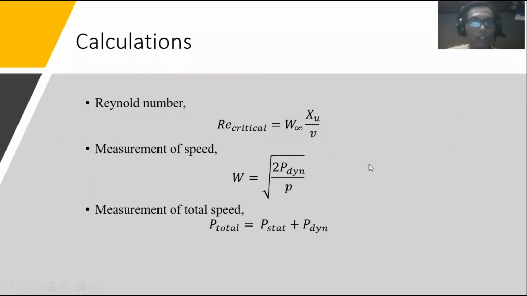So this is the calculation that we use. For the Reynolds number, the formula is Re critical equal to W times X divided by V. For the measurement of speed, W equals the square root of 2 P dyn divided by rho. For the measurement of total pressure, P total equals P static plus P dyn.